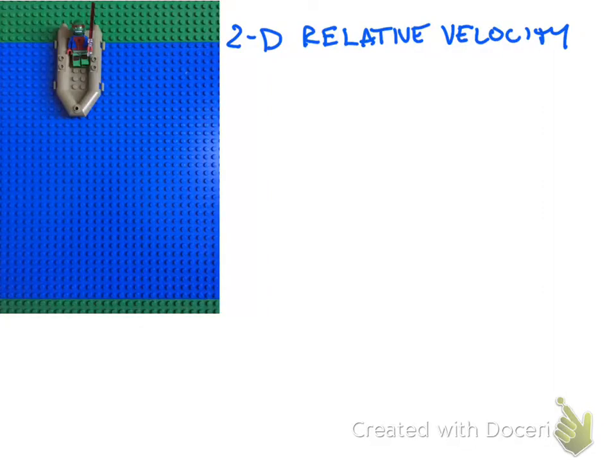Okay, so here we're going to do a 2D relative velocity problem. And we have Raphael dressed in a Spider-Man suit to help us out. So what we're going to do is look at Raphael, and he's going to cross a river. And the river has a velocity to the left at 3 meters per second. And Raphael's boat can go 4 meters per second.